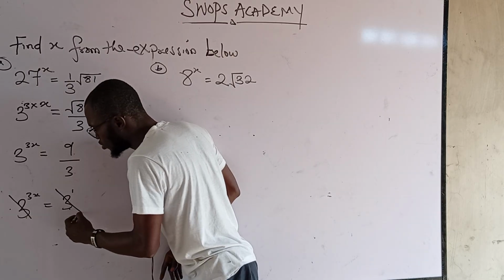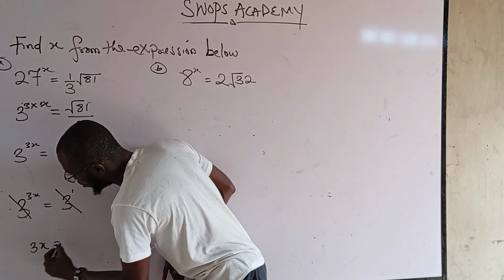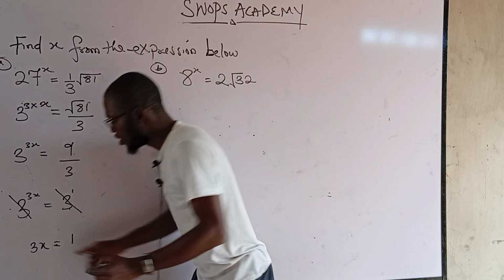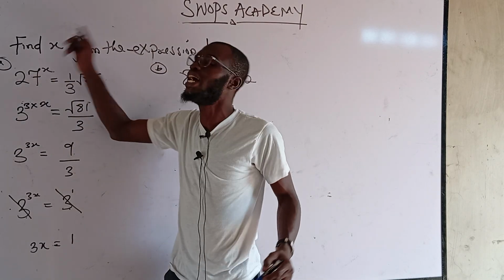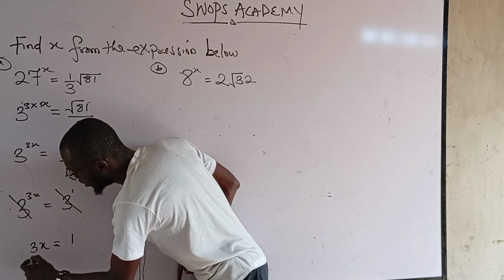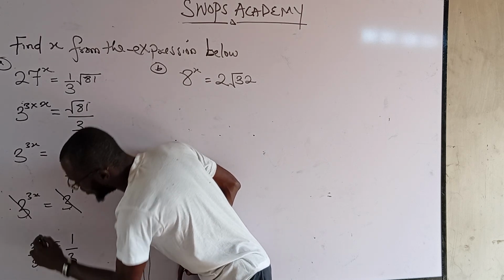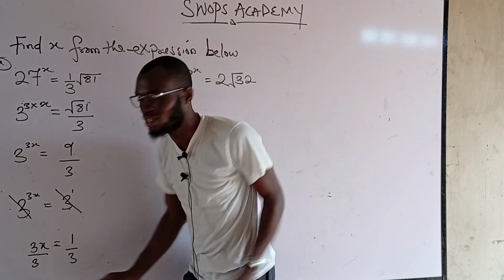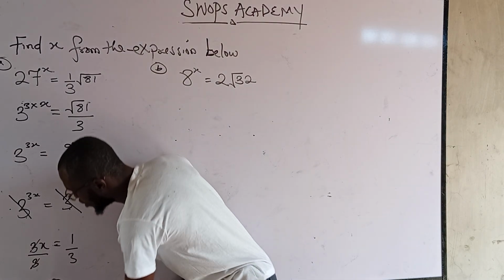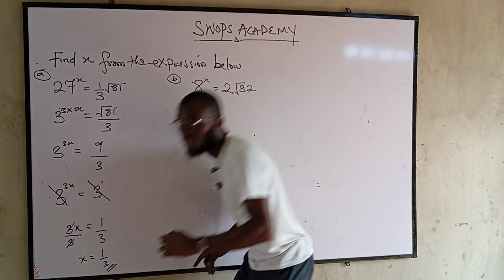That means this cancels this. Then you bring this power down. 3x equals to, what is here? 1. Then what is blocking x? We have to find x, not 3x. What is blocking x? It is 3. That is the coefficient. Divide both sides by 3. Then we have divided through now by 3. 3 settles 3 here. X will now be 1 over 3. That is the answer here.